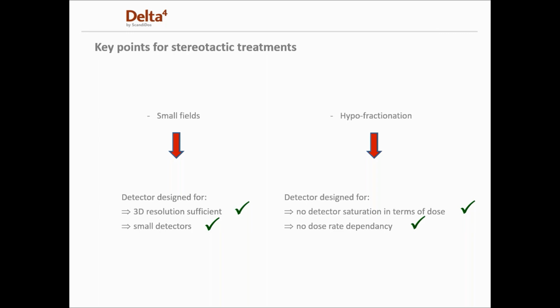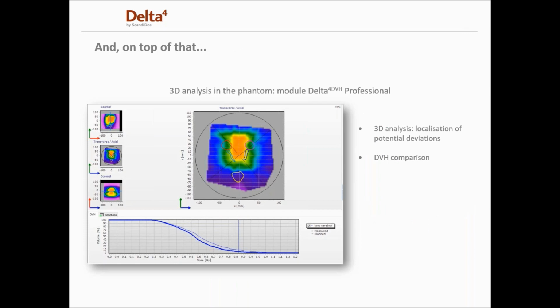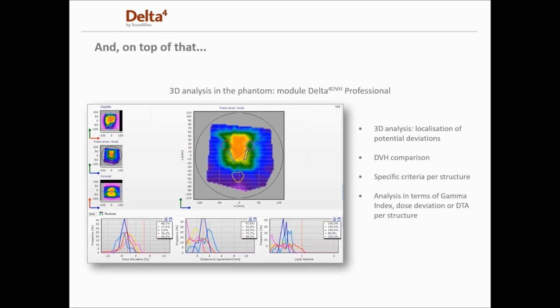And on top of that, when you use Delta4, you can make a clinical analysis into the cylindrical phantom. You can locate the potential deviation regarding the structures, and you can use the DVH comparison. You also can define specific criteria for each type of structure and have a look at the gamma index or dose deviation on an individual structure.